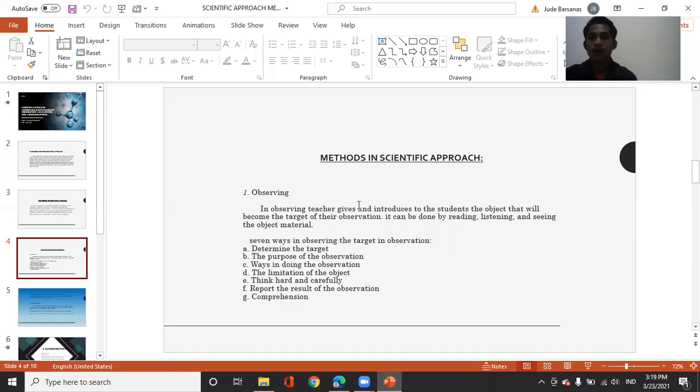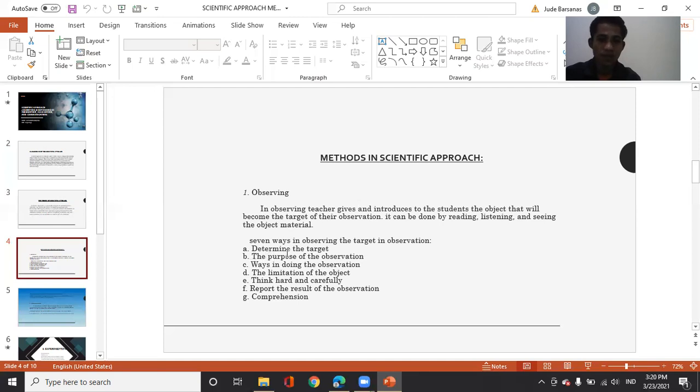How would I like to explain this one? In observing time, the teacher will prepare an object that becomes the target for the students to get knowledge or information. Here there are some ways in observing the target that becomes the observation.